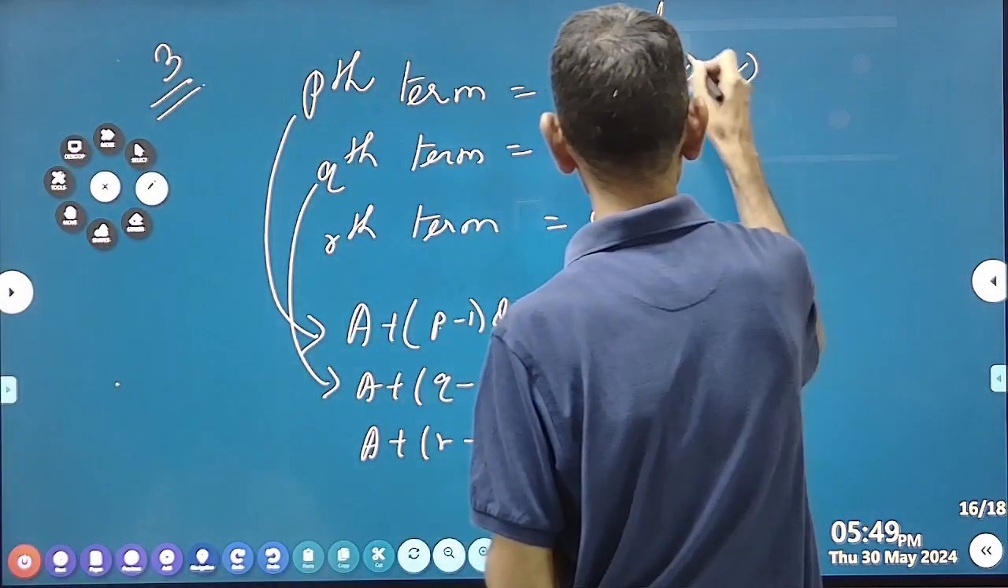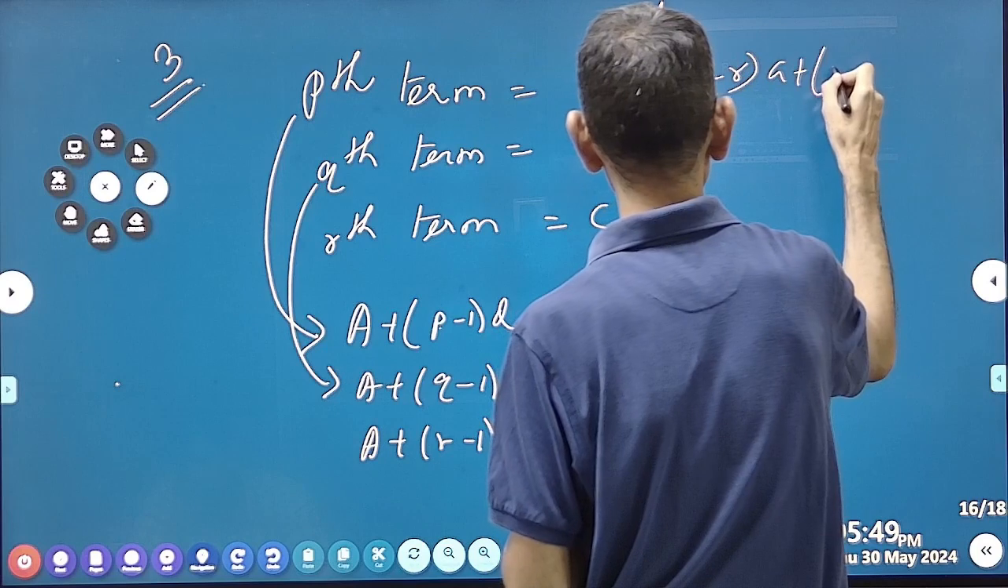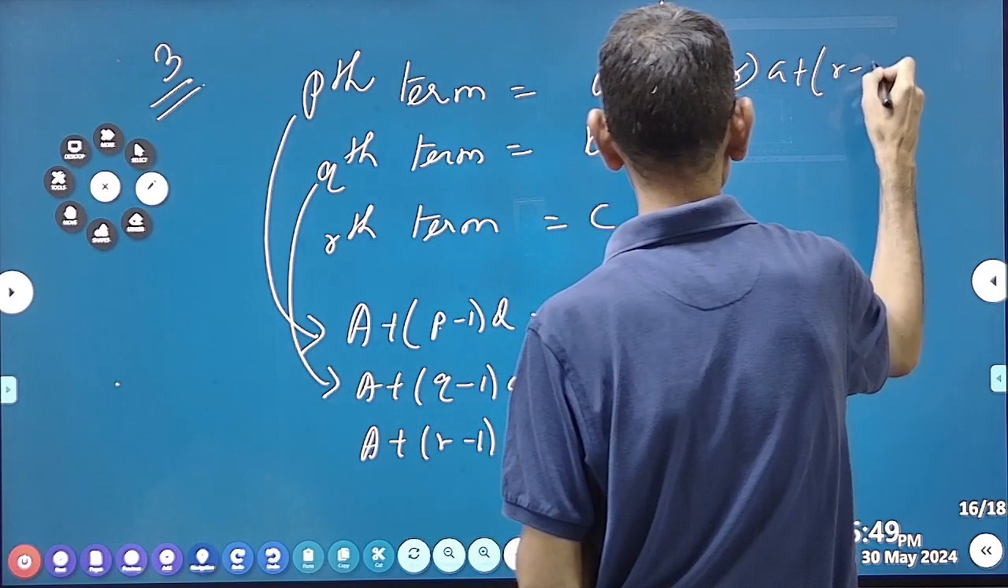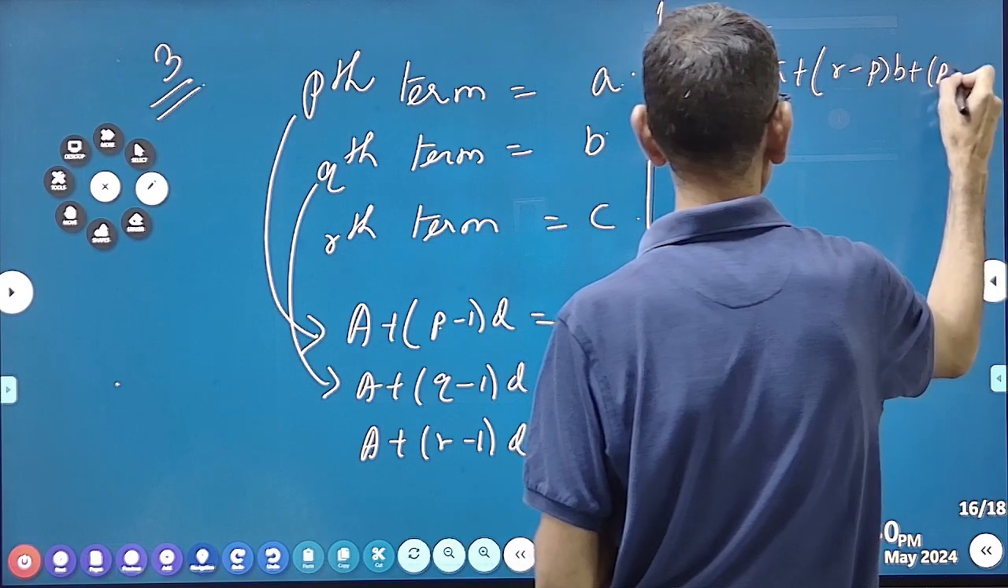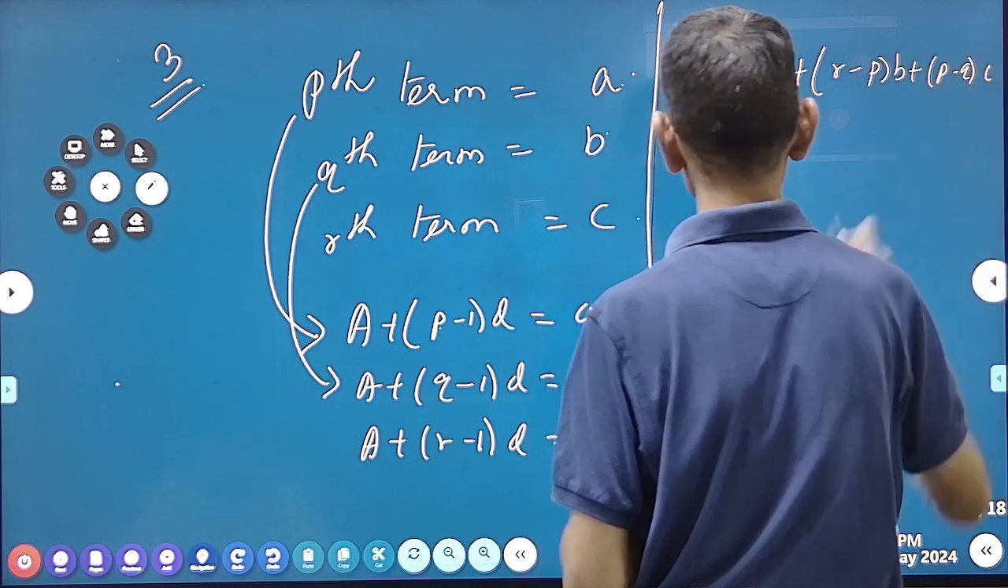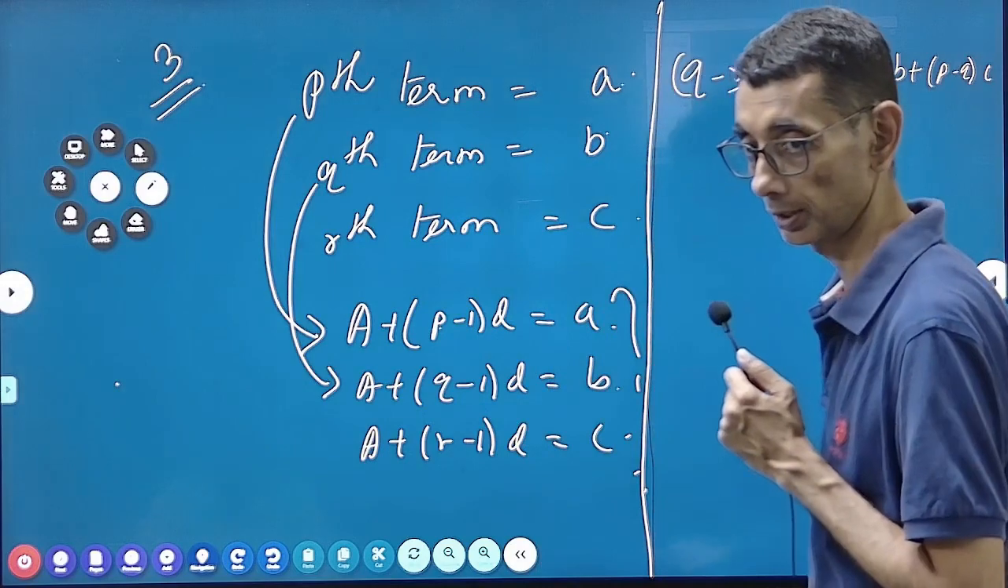Q minus r into a plus what? R minus p into b plus p minus q into c. Yes. So you have to show that this is equal to 0, right?